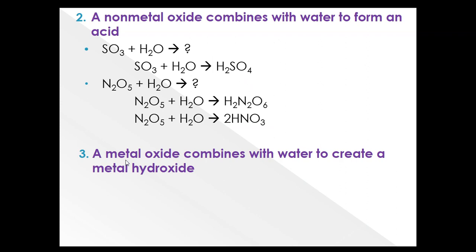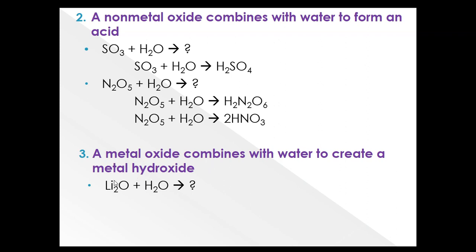Rule number 3 is a metal oxide. So now instead of a non-metal oxide, now we have a metal, which is all to the left of the staircase. Again, combines with water, and we're going to create a metal hydroxide instead of an acid here. Okay, so let's start with our first example. Lithium oxide. So we have a metal oxide plus water, and it's going to make a metal hydroxide.